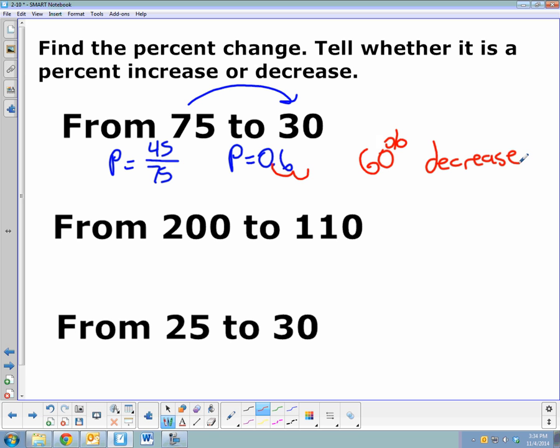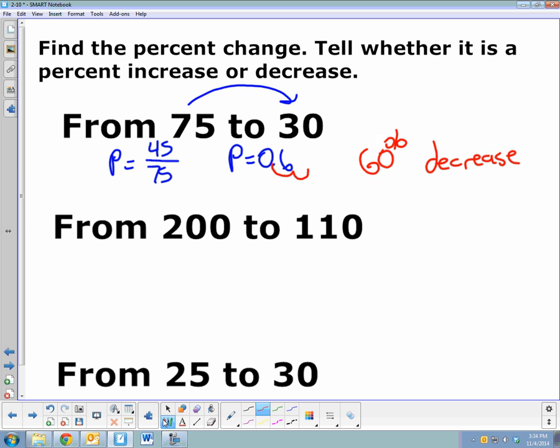From 200 to 110. Now I'm going to set up a little bit differently for this one, just for fun. Let's see what happens. I'm going to set up a proportion. I don't know the percent, but I know percents are always out of 100. So instead of making it into a decimal, P equals 0.6, I'm going to make my percent into a fraction, because we're going to have to change them either to a decimal or a fraction.